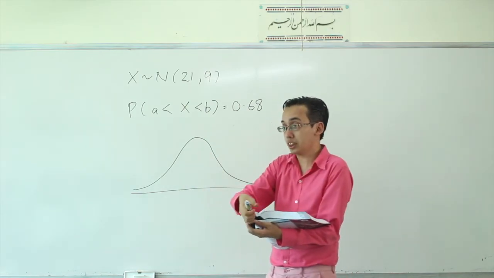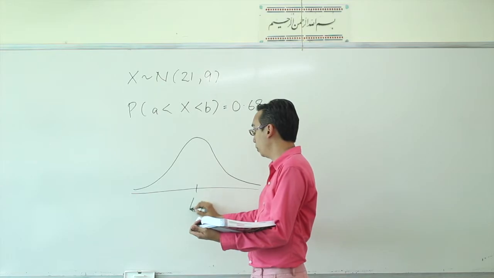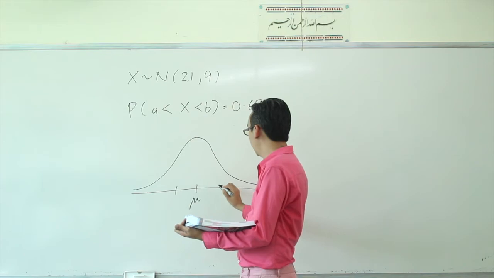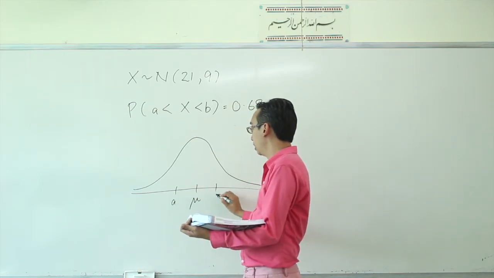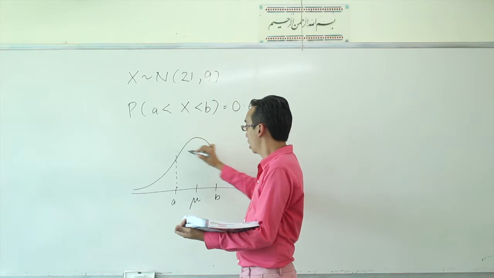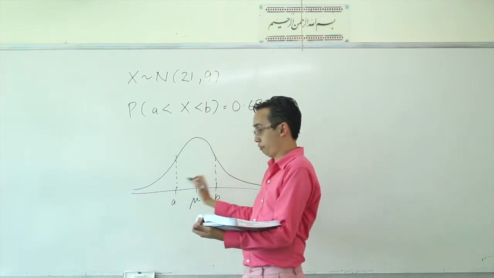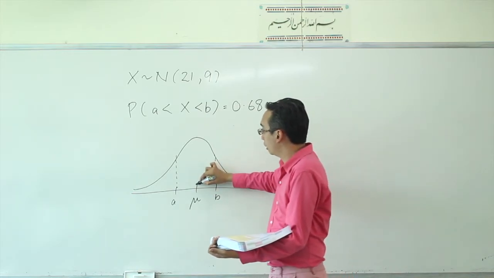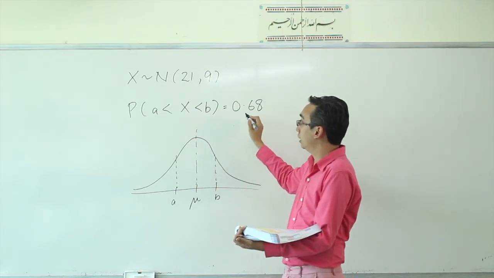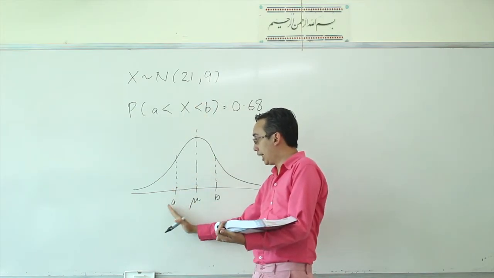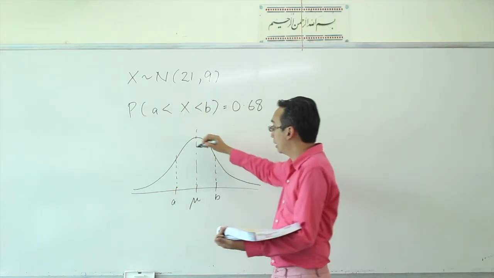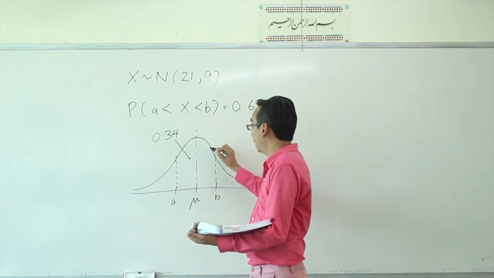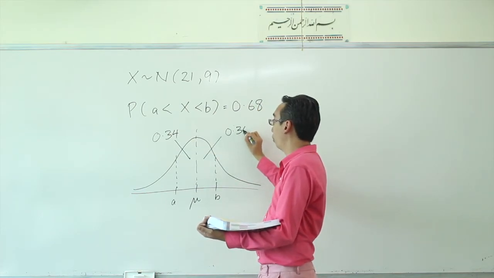This is the probability density function. The mean, mu, is always in the center. They say that A and B are of equal distance from the mean, on either side. This is A, this is B. So what this means is that if this is the mean, and the probability of it being between A and B is 0.68, then this portion will take up half of it, which is 0.34, and this portion will also be 0.34.